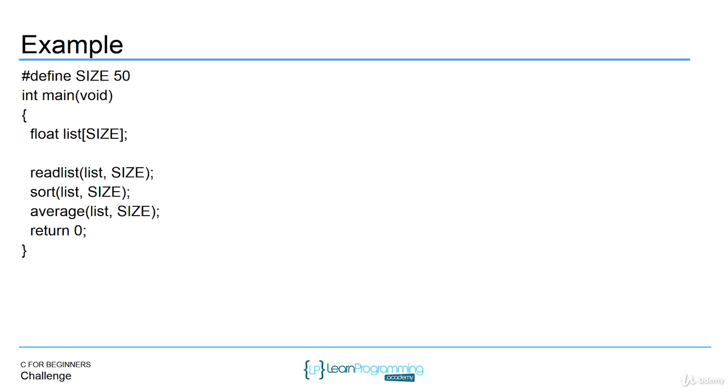So it's very readable, it's going to be very easy to maintain. If we have any bugs in the program, we'll immediately know how to find or isolate that bug. If the bug is in sorting, we can go to the sort function. If the bug is in averaging, we can go to the average function. Very easy to isolate errors.